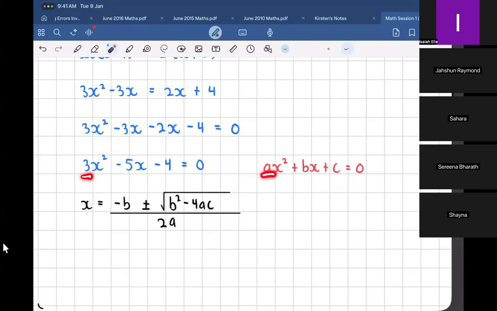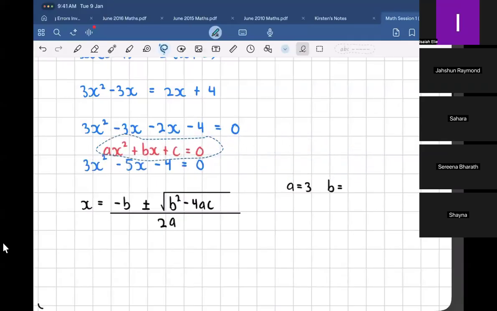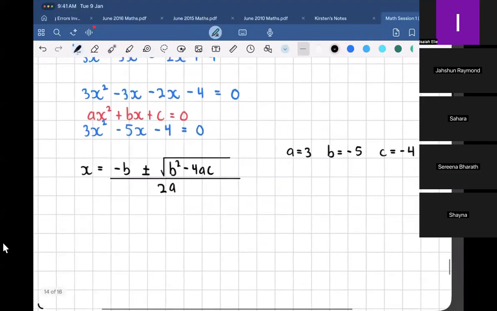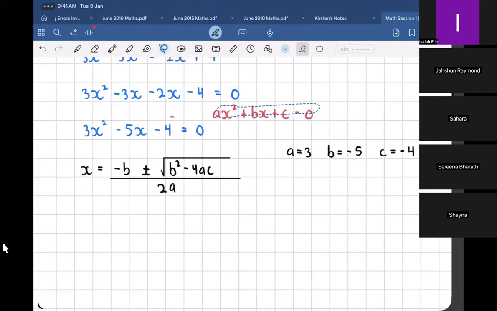What does A look like? I know it's looking hard, but what do you think A is? A is what? B is what? If you had to say. Now watch. Okay, so I'm gonna just overlap it, and you tell me what B looks like. So you said A was 3. What do you think B is? 5. Nah, -5. Oh, yeah. And what do you think C is? -4. Great. So we know that. So now we're gonna plug that into the formula.